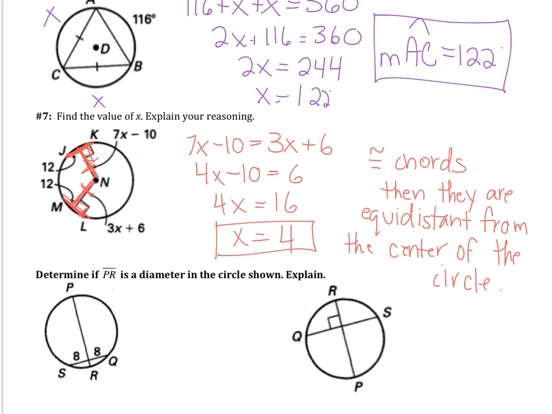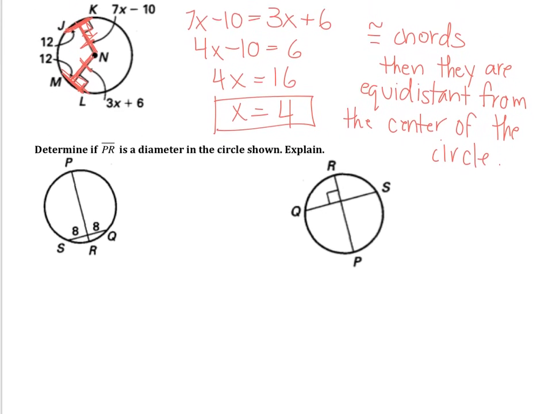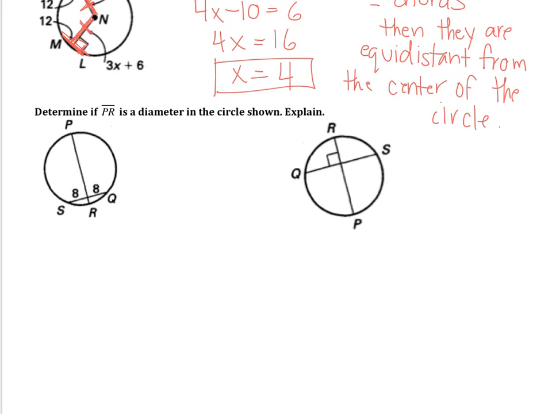All right, last two problems of this section. We are going to determine if PR is the diameter of the circle shown and explain. Remember, two things have to happen in order for you to know that it's a diameter. First of all, the segment has to get bisected, which it does right here. It's 8 and 8. But the thing that we don't know is whether those two chords are perpendicular. There's no indication that they are perpendicular, so we know it's a bisector, but we don't know that it's perpendicular, so PR is not necessarily a diameter.